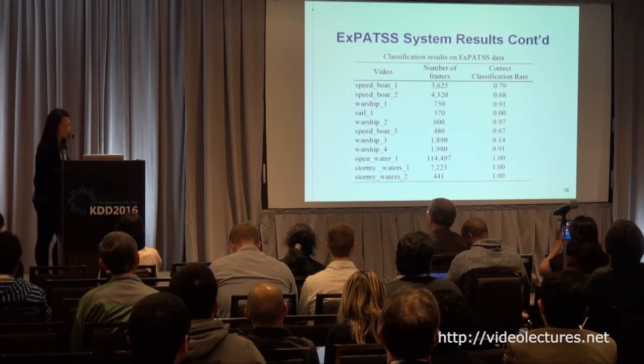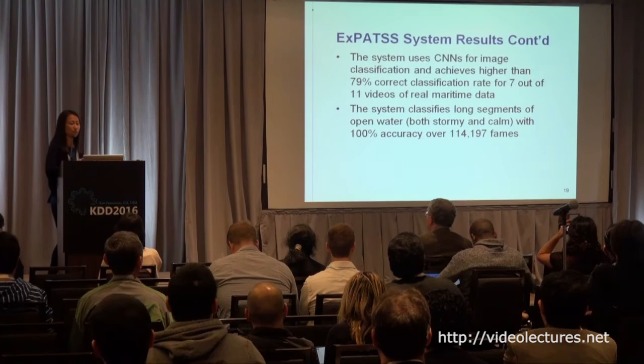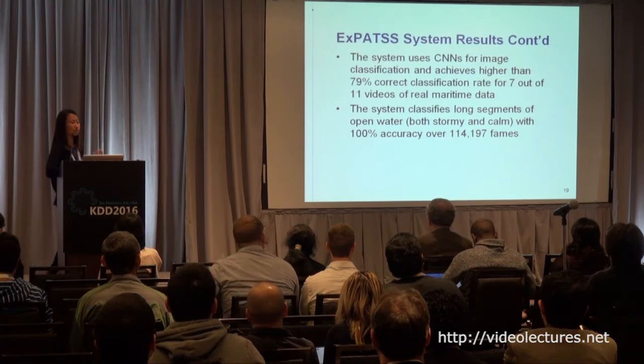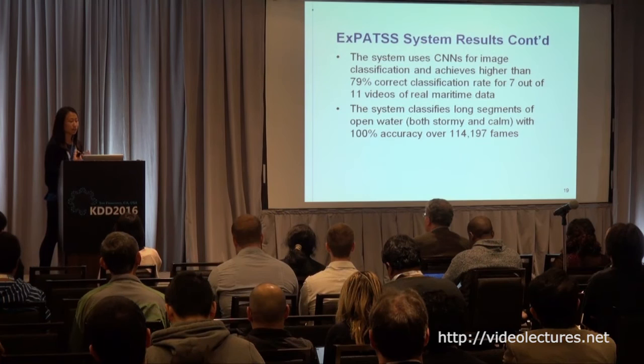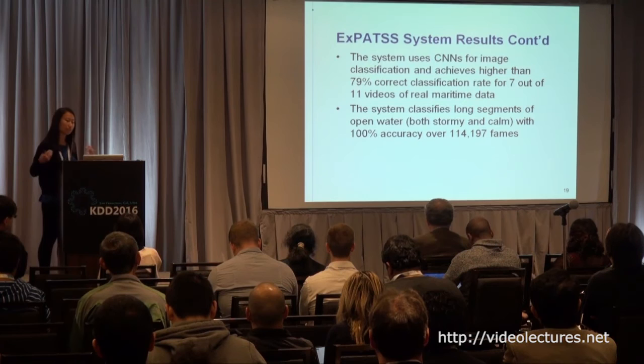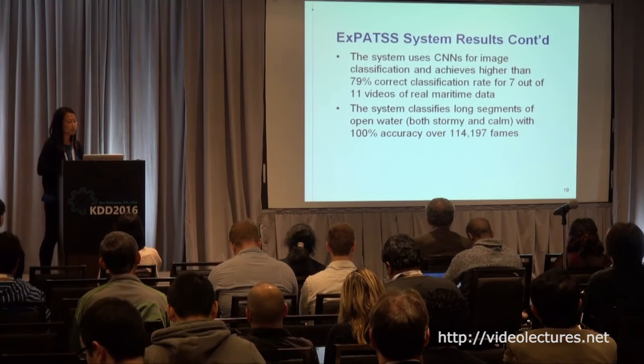And to elaborate a little more on our results, for 7 out of the 11 videos, we had around an 80% correct classification rate. One thing we discovered was that the system was really good at classifying open water frames. We fed in pretty lengthy videos of both calm waters and stormy sea conditions, and it had 100% accuracy over both types of videos.